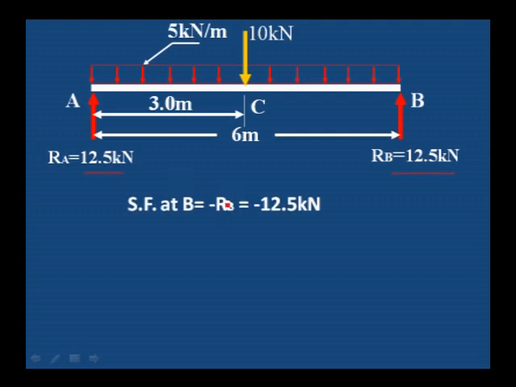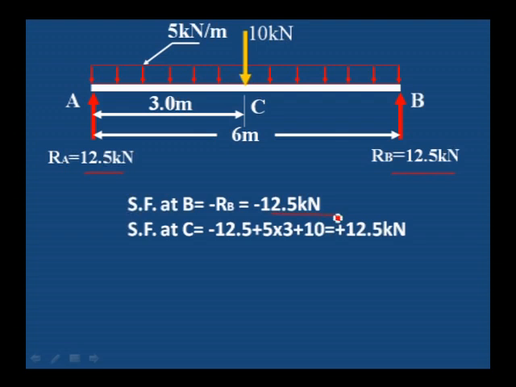Then see shear force at B, which is equal to the RB value. Shear force at C, the center point, is whatever the RB value, plus or minus, 12.5 plus this 5 kilonewton per meter into 3 meter, up to 3 meter we are considering, right side only, plus 10 kilonewton at the center value. Shear force at A is equal to 12.5, which is equal to the RA value.